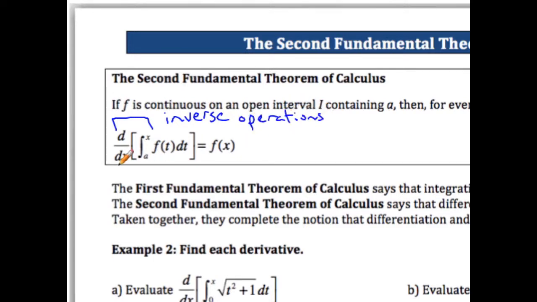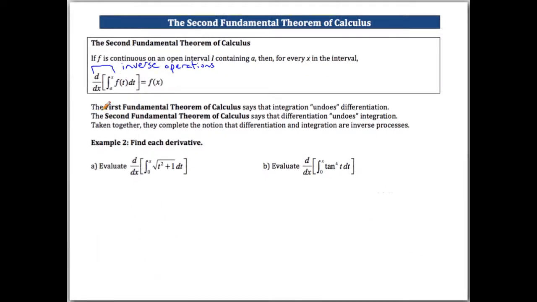So basically, we can think about this right here as being inverse operations. The derivative undoes the integral. The first fundamental theorem of calculus says that integration undoes differentiation, and that's why the antiderivative can give us our integral. Now the second fundamental theorem of calculus says that differentiation undoes integration. So taken together they complete the notion that differentiation and integration are inverse processes.